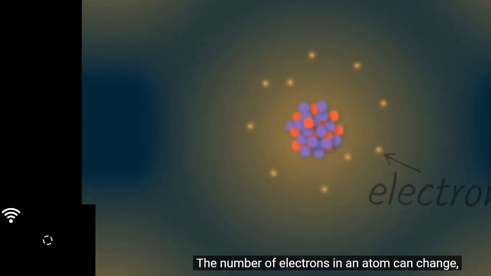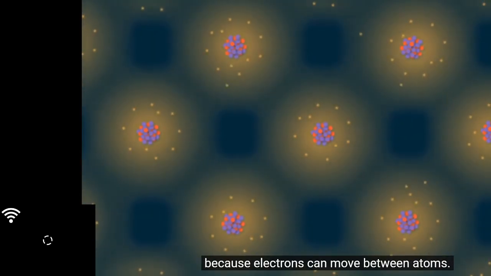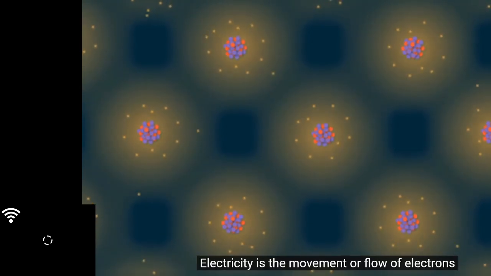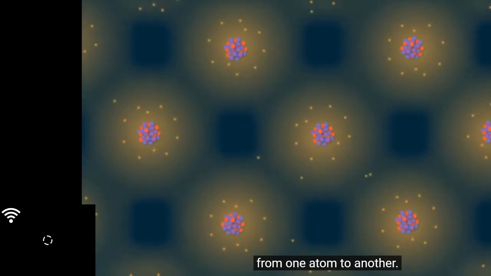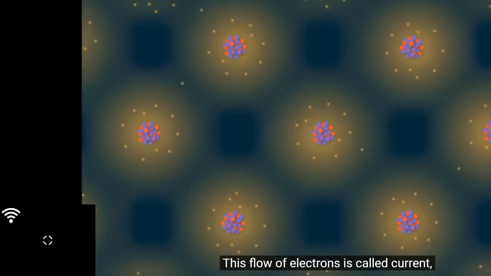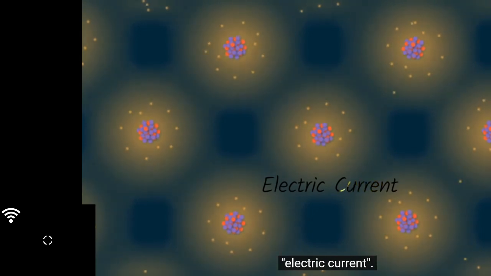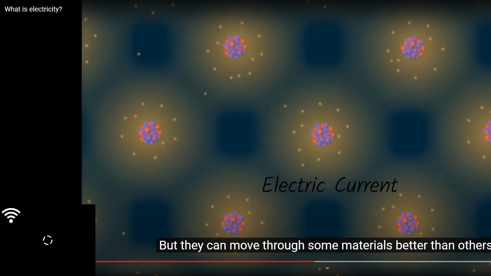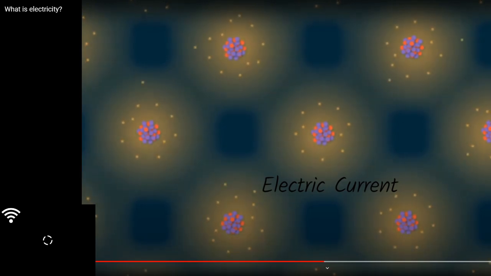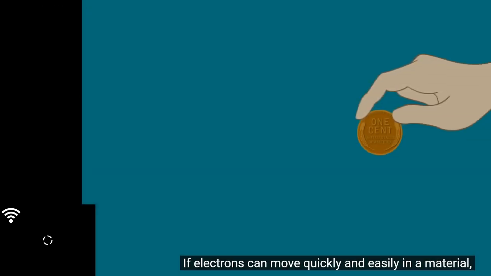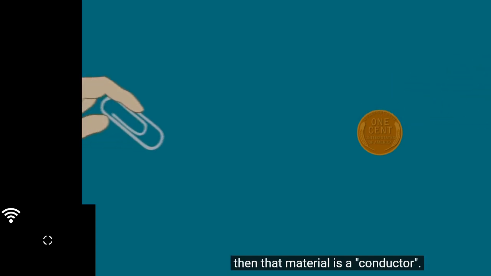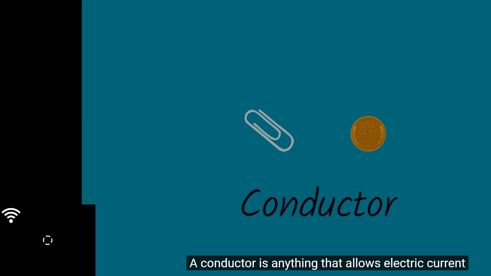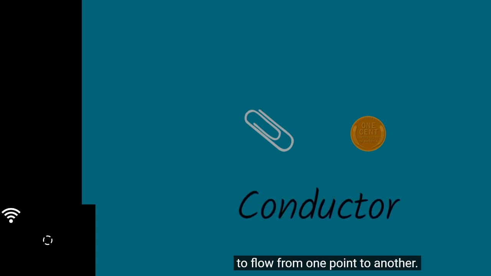The number of electrons in an atom can change because electrons can move between atoms. Electricity is the movement, or flow, of electrons from one atom to another. This flow of electrons is called current, electric current. Electrons can move in all materials, but they can move through some materials better than others. If electrons can move quickly and easily in a material, then that material is a conductor.